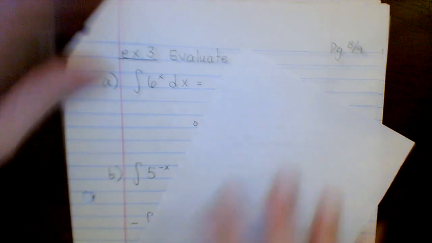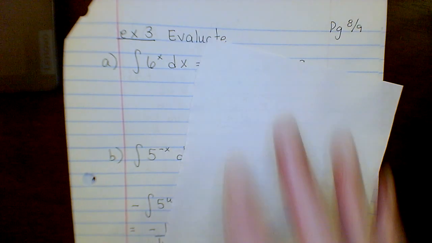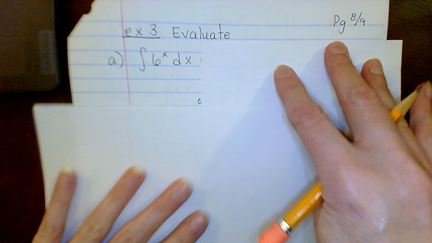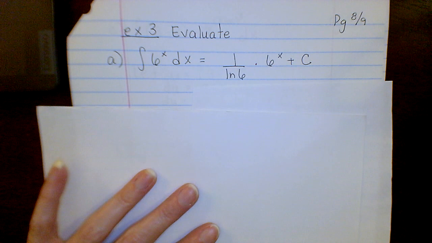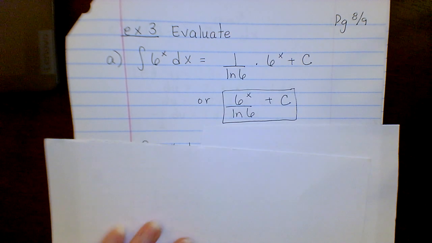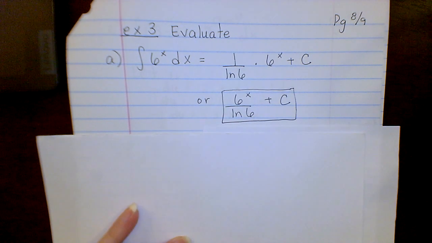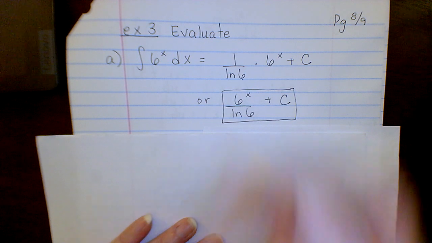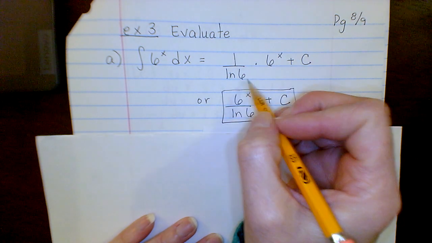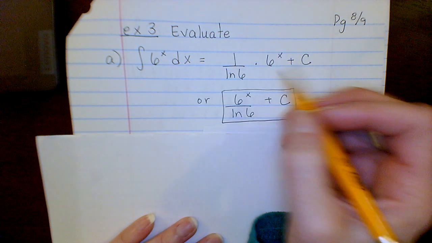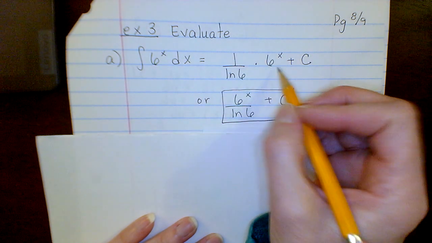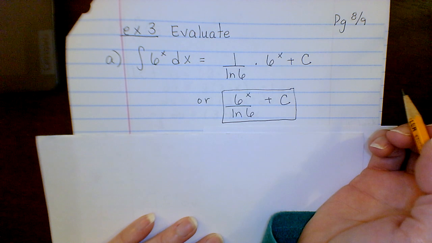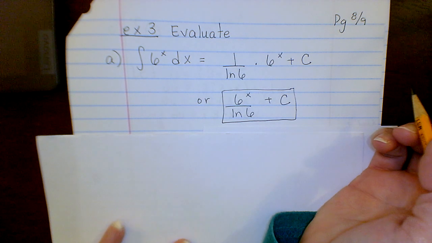All right, let's evaluate some integrals. So the integral of 6 to the x. This is a very straightforward integral. This is just the integral of a to the u. So it's just the formula here. 1 over ln a, where my a is 6, times a to the u plus c. And like I said, you can combine these into just one fraction. Just make it a little bit prettier.